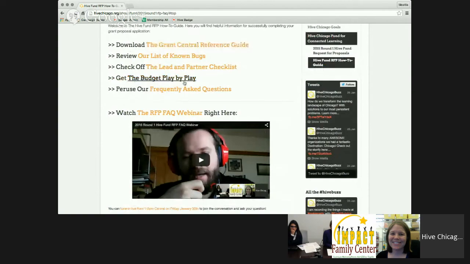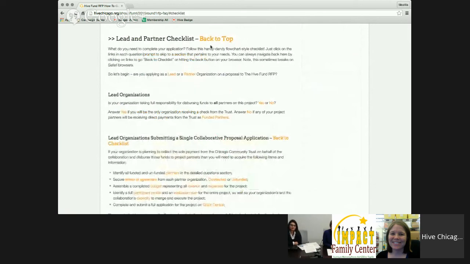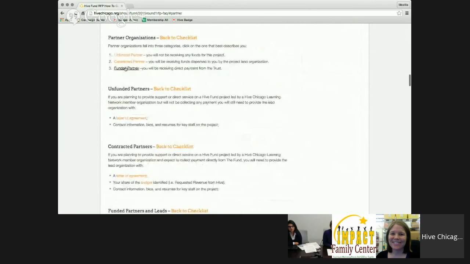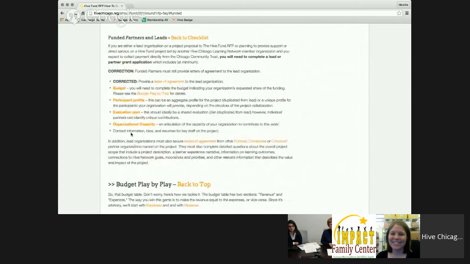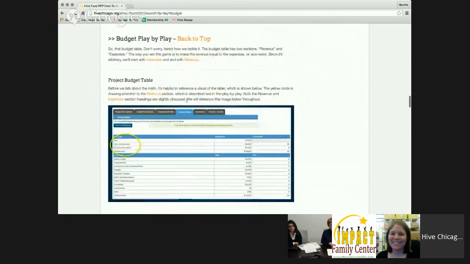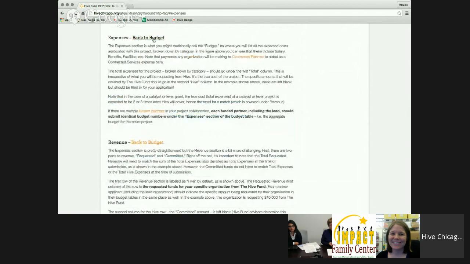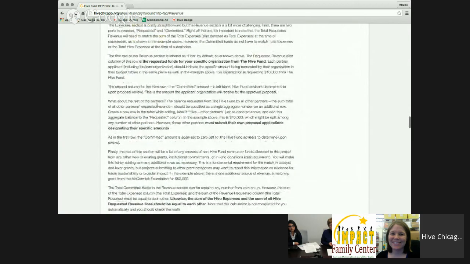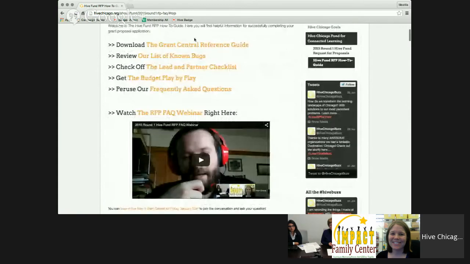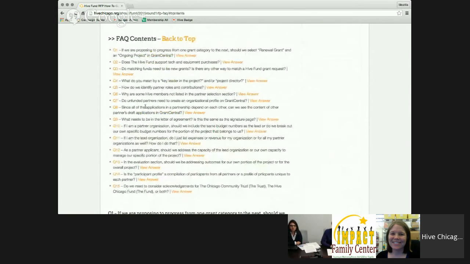There's also a checklist section for you to go through as a lead organization or a partner organization, and to identify the things that you need to submit and how in this area here. We also have a budget play-by-play, so all of the details that Sana went through in completing the budget on Grant Central, in the expenses and the revenue sections, are detailed for you on this page. And then finally, we have a pretty extensive FAQ section, with 15 different questions that were submitted to us by members, popular questions that you can review and see if they match your own.